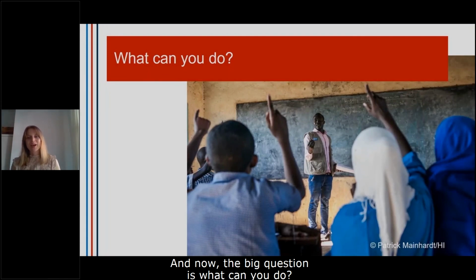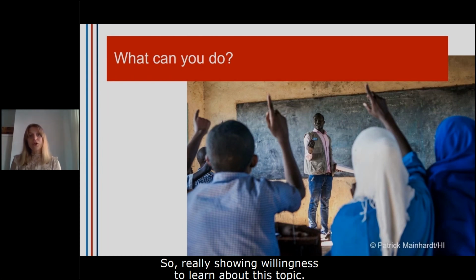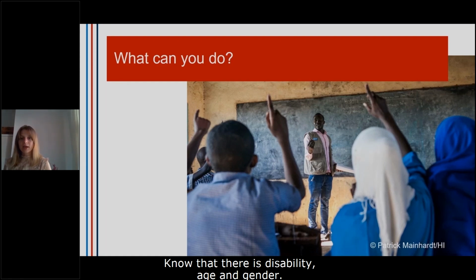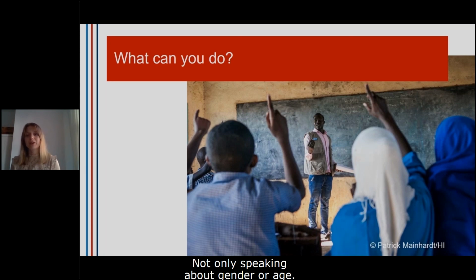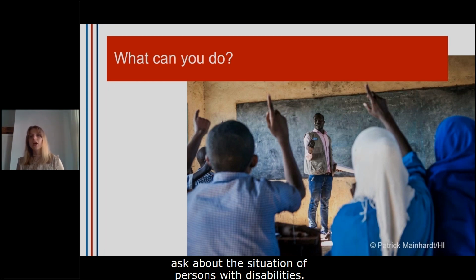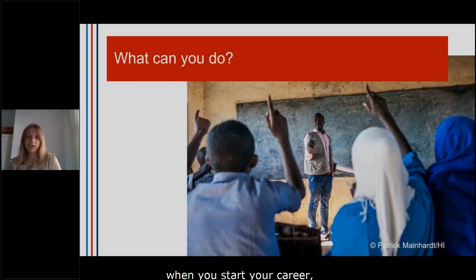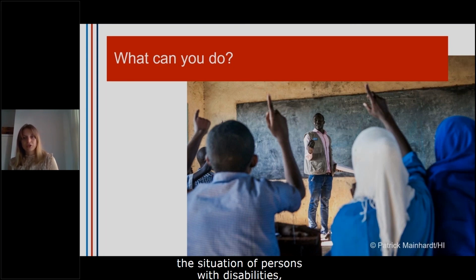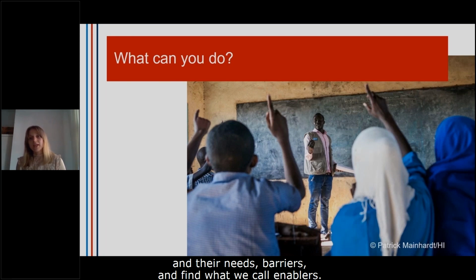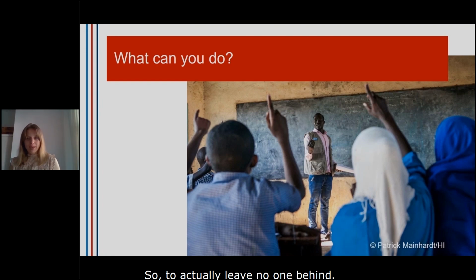And now the big question is, what can you do? And we were talking about this before. So really show willingness, learn about this topic, know that there is disability, age, and gender, not only speaking about gender or age. Challenge your professors. Ask about the situation of persons with disabilities, just as donors will be doing when you start your professional career. So really take into account the situation of persons with disabilities and their needs, barriers, and find what we call enablers. So to actually leave no one behind.